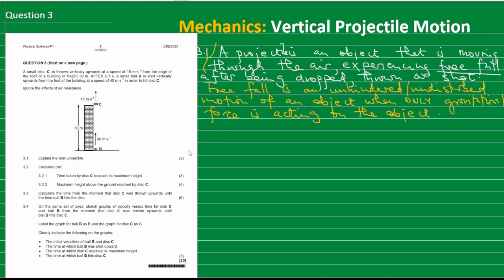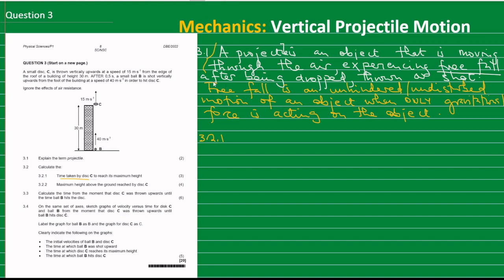Question 3.2 is to calculate the time taken by disk C to reach its maximum height. The time taken by disk C to reach its maximum height. Okay, so this is 3.2.1.